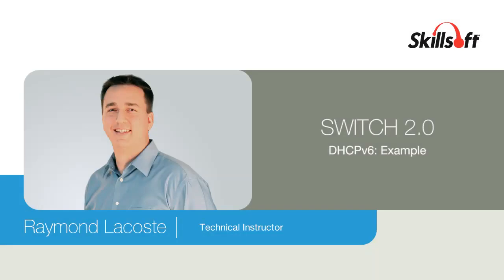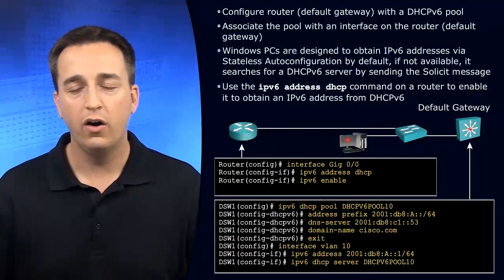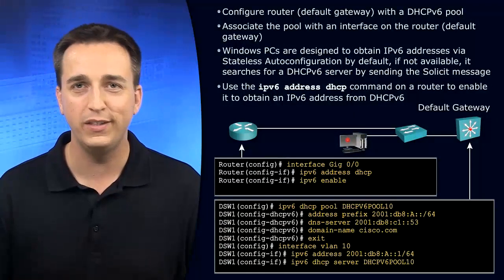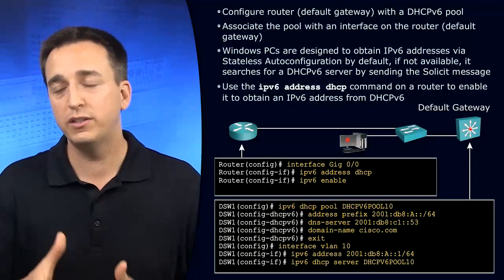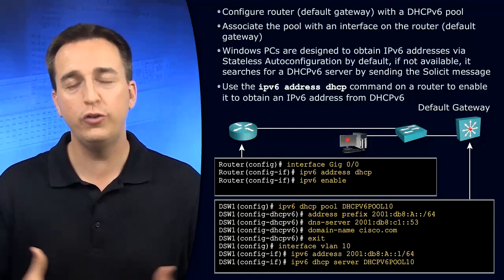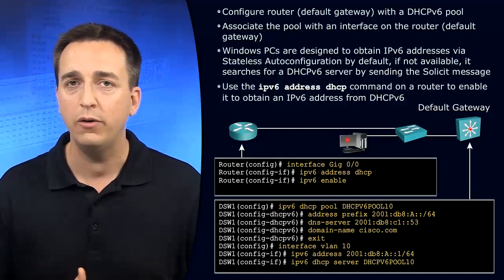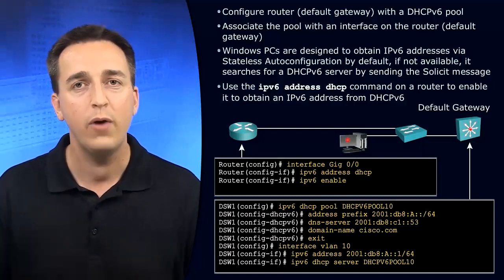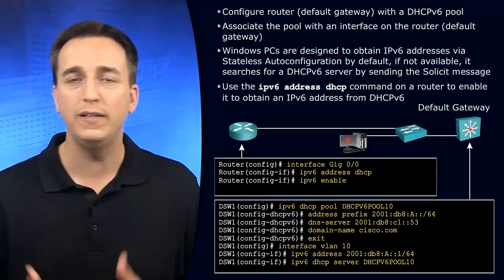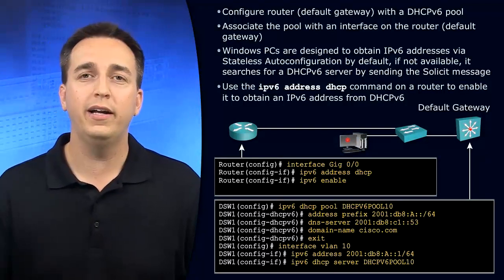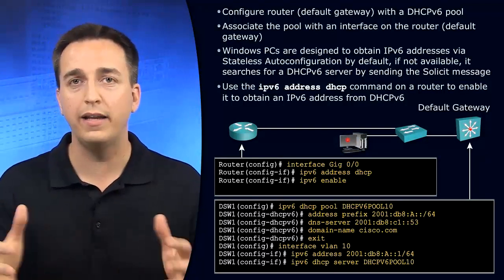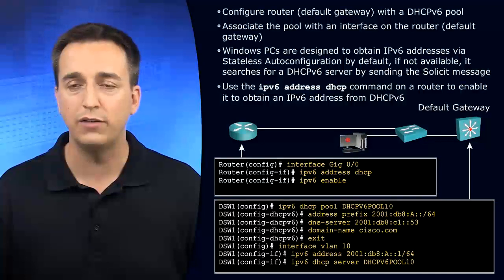Multi-layer switches at the distribution layer are great for DHCPv6 servers. The reason why is because they're relatively close to the end stations, and they are typically going to be the default gateway anyway. So you can combine the default gateway with the DHCPv6 pool, and as a result, you've got a nice location for handing out that IPv6 addressing information.